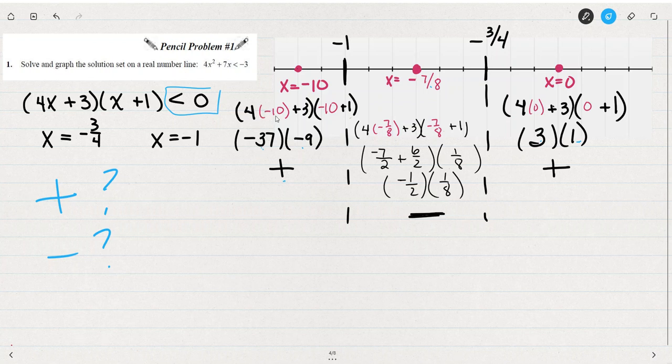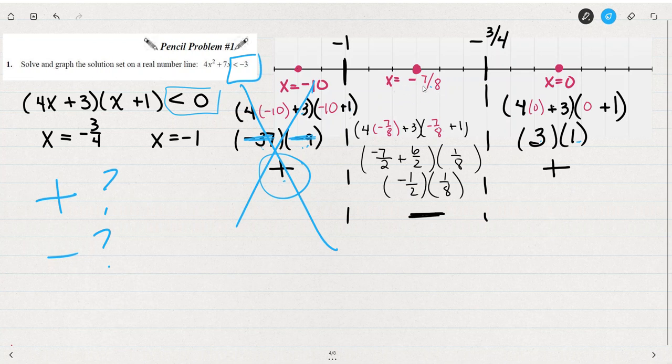So when we put our test point in, when we let x equal negative 10, we'd have 4 times negative 10 plus 3 comes to negative 37. Negative 10 plus 1 comes to negative 9. The exact values don't matter. All that really matters is that it's negative and negative. So when I multiply those, I get a positive. So this does not solve this inequality. It's not less than 0. Or in other words, it's not a negative.